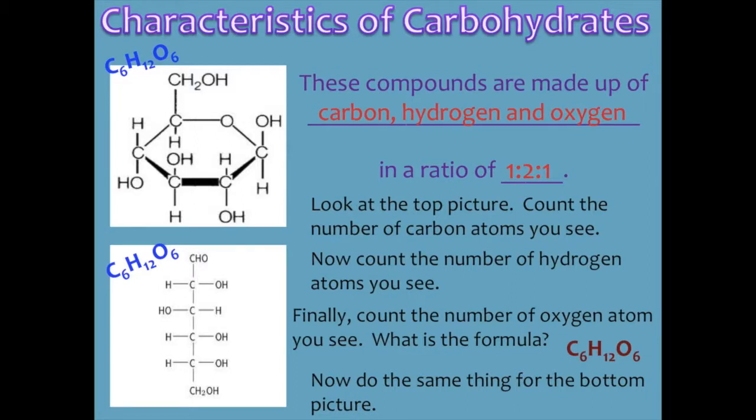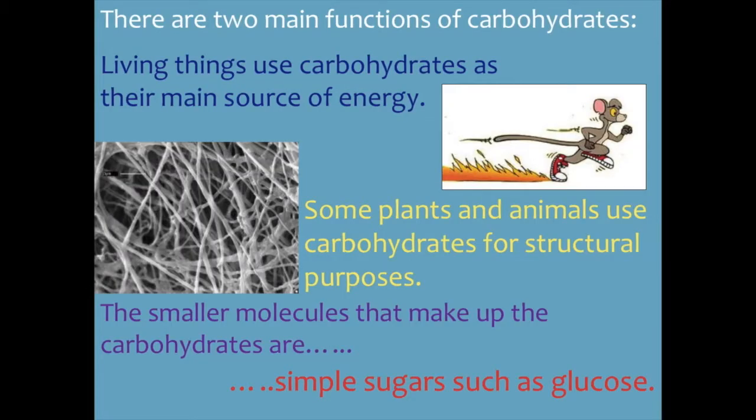A characteristic of a carbohydrate is that it contains carbon, hydrogen, and oxygen only, and it has a ratio. The ratio is the same every time. It's a 1 to 2 to 1 ratio, so there's always 1 carbon for every 2 hydrogens and 1 oxygen. What we use carbohydrates for is a source of energy. At least we do. We use them as the main source of energy. That's what we will use first.